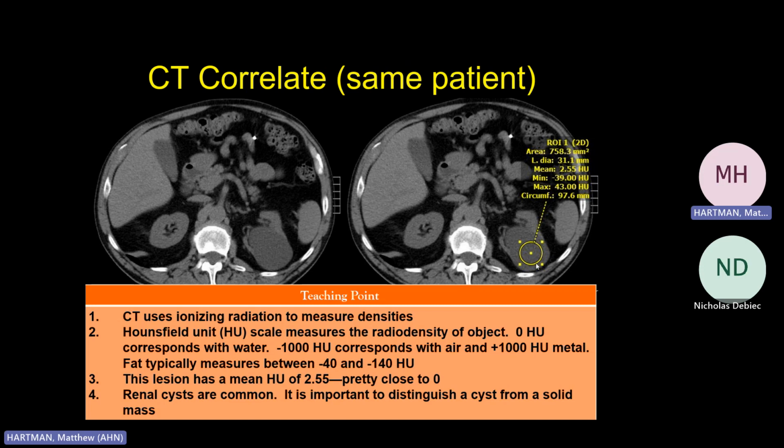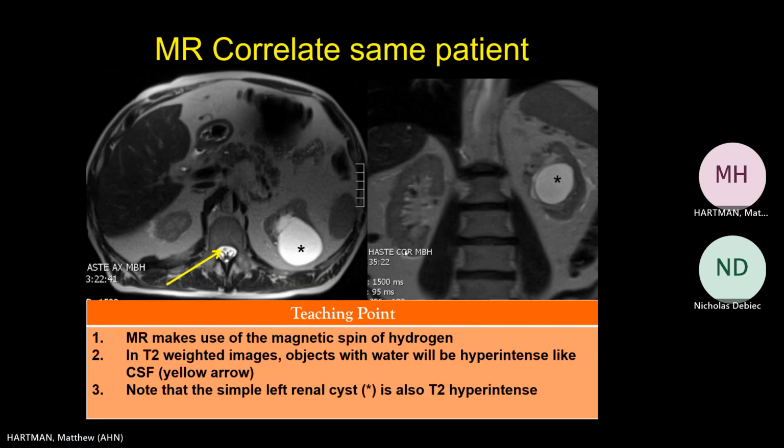Same pathology, but on CT. We use Hounsfield units. Water will be 0 Hounsfield units. Here, very close to 0 Hounsfield units. Switch into MRI. We are on T2. The CSF is bright, hyperintense, and so is our renal lesion. T2 hyperintense renal cyst.